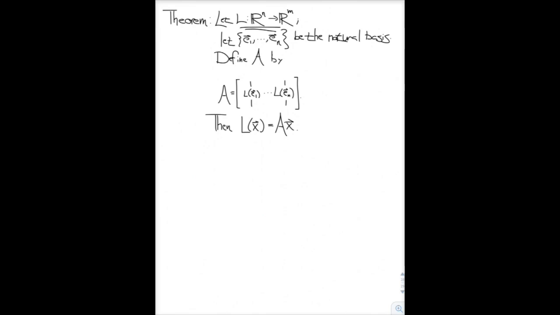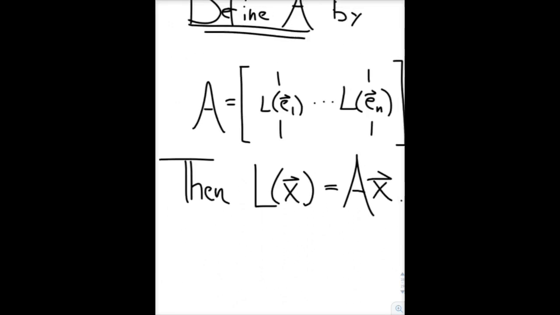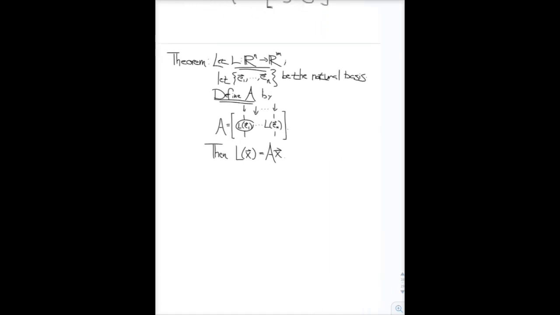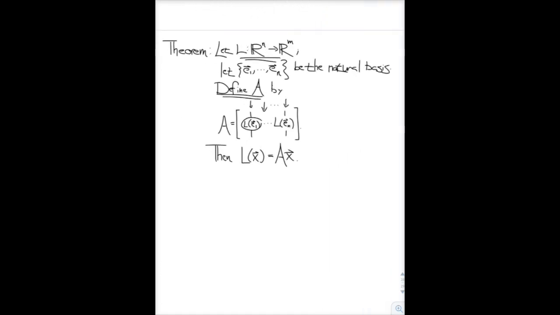So we fixed L, we fixed the natural basis, and now we define a new matrix A as follows. We take the linear map L and evaluate it at E1, and then we stick that in as a column of the matrix. Then we take L, evaluate at E2, and stick that in as a column. Do the same thing all the way down to En: evaluate L at En, and stick that in as a column. And then the theorem is that the matrix A represents the linear map L.